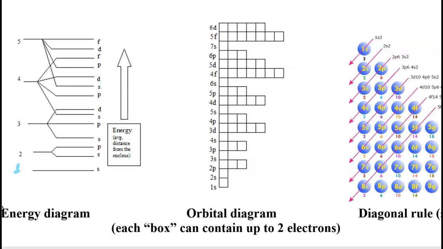The fourth shell, or fourth level, has four subshells: s, p, d, and f. And more complex is the fifth shell, which has 5 subshells. And this arrow shows us energy increasing from the first shell energy to the fifth shell energy.